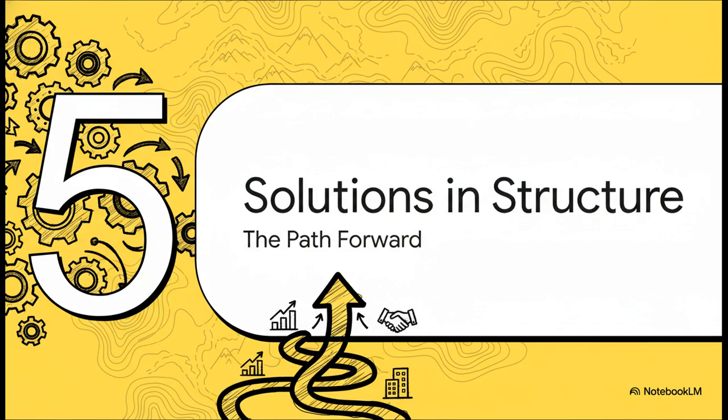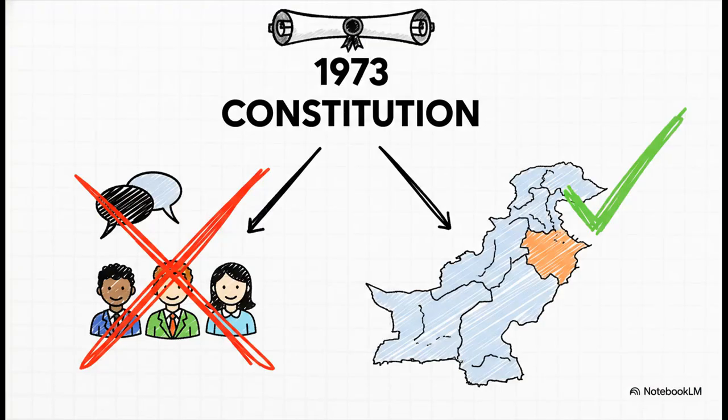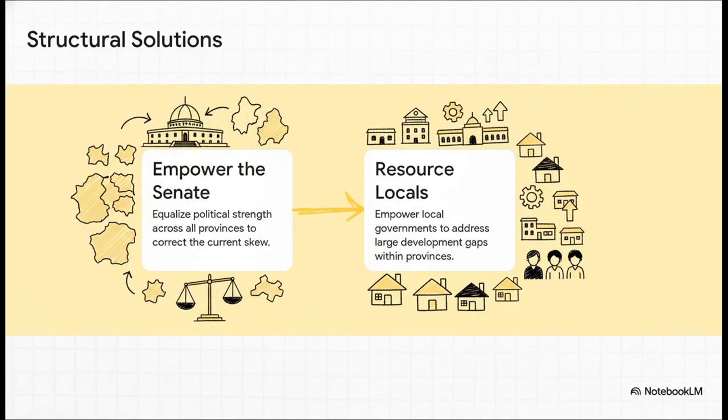That brings us to our final section, solutions in structure. And what's really fascinating here is that the people who wrote Pakistan's 1973 constitution kind of seem to get this. They didn't create job quotas based on what language you spoke or your ethnicity. They based them on geography. They seem to recognize that the real disadvantage was tied to your location. So building on that same logic, the article puts forward two big structural fixes.